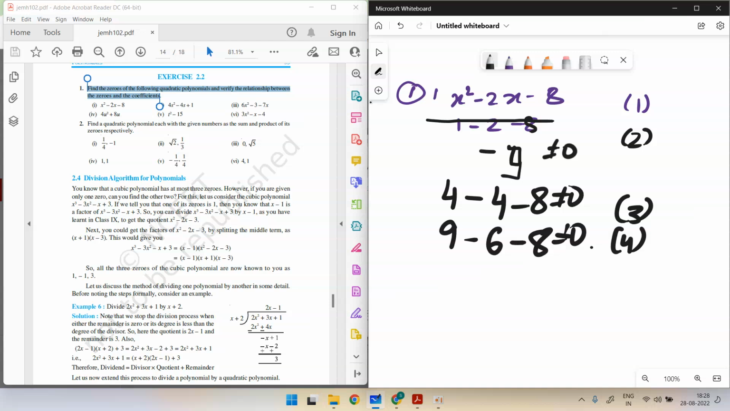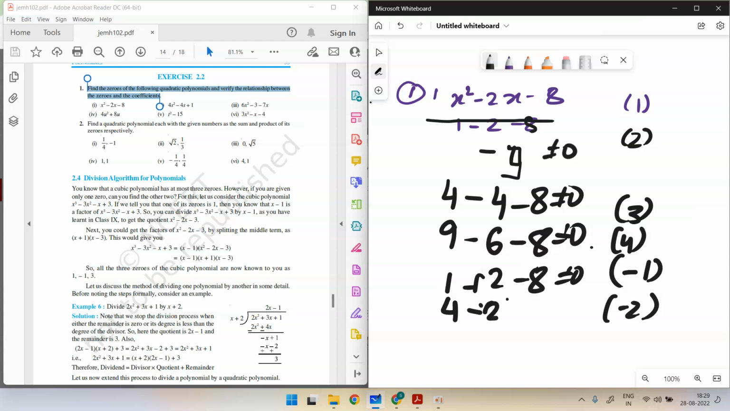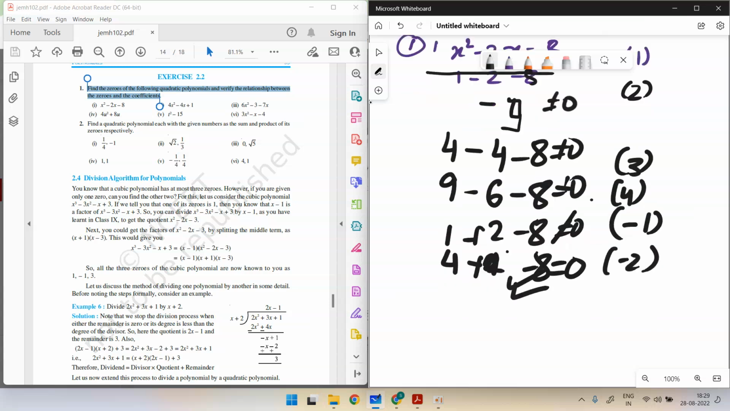Now check the minus sign. Take x equal to minus 1, then this is 1 plus 2 minus 8, not 0. If you take minus 2, then it is 2 to the power 4 minus 2 into minus 2, 4 plus 4 minus 8, which will give you 0. Now one of the roots is minus 2. So if you know that one of the roots is minus 2, then you can easily solve this question.